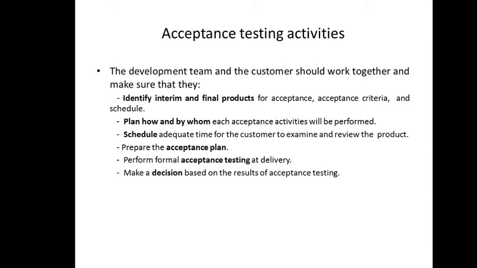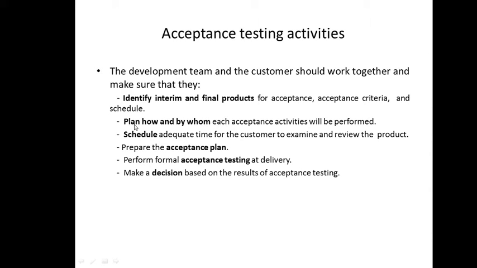Now, what are the activities, or the sequence of activities, which are carried out during the acceptance testing? The first step is to identify the interim and the final product for acceptance criteria, and the schedule. So we need to identify interim, meaning intermediate, and the final product which is to be delivered. So we have to identify the acceptance criteria and the schedule for that. Then once you identify it, plan how and by whom each acceptance activity will be performed. So we have to plan how we'll be doing it, and who is going to carry out this activity.